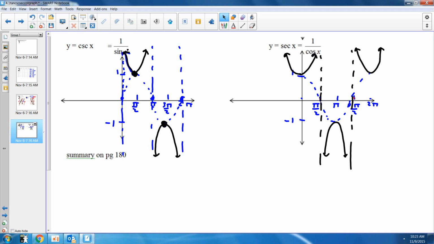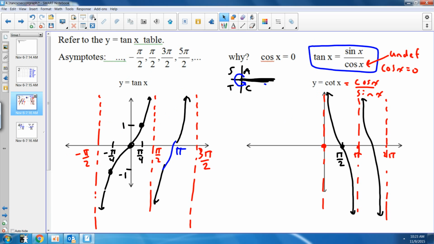Now, the last thing that I want to do is cover domain, range, amplitude, and period for each of these graphs. So we'll write those in. And luckily, there is some overlap between the two.